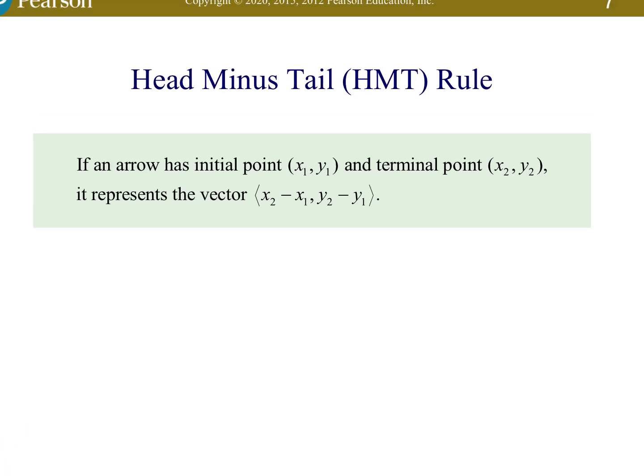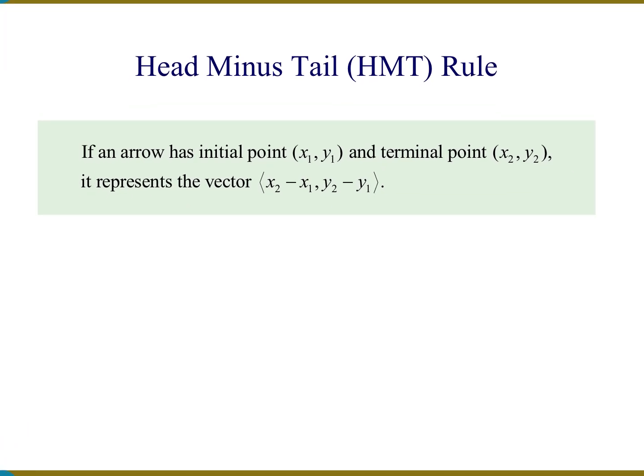You may have heard of something called the head minus tail rule. This is if you're not starting at the origin. If you're starting at something other than the origin, so at x1, y1, and then you have a different terminal point, you can reorient that by subtracting the head minus tail, so the terminal minus the initial, and then move that down to the origin, and all of the properties of the vectors would stay the same.